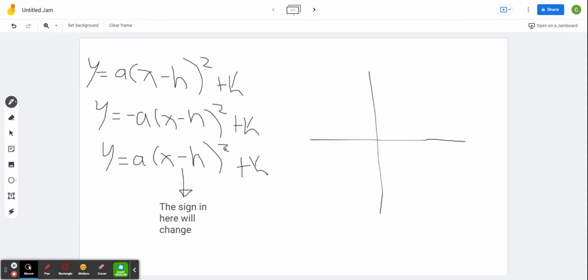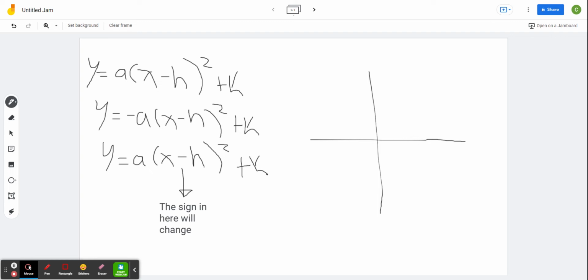The letter a determines if the graph will grow taller or shorter. If the letter a's number is greater than 1, it stretches, meaning it gets taller. If it's below 1, it compresses, which means it gets shorter and wider, as well as if the graph will flip upside down. If the letter a has a subtraction sign in front of it, it will flip upside down.